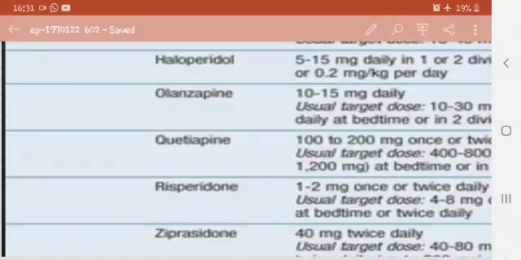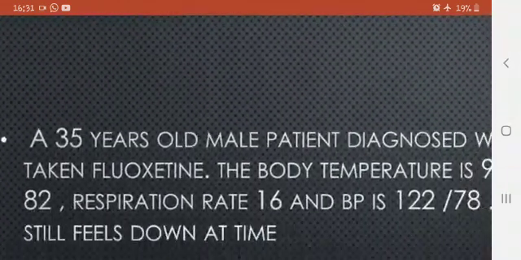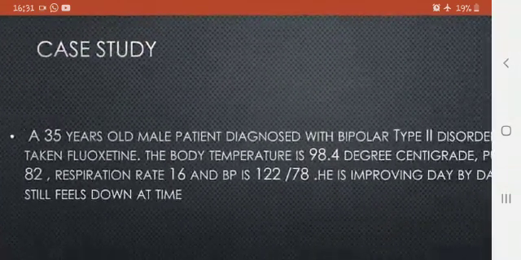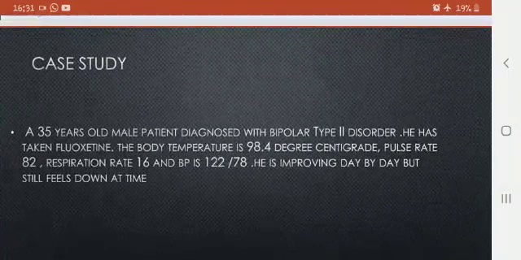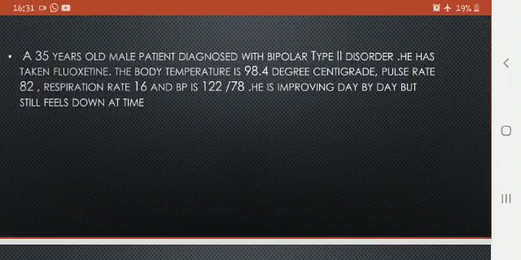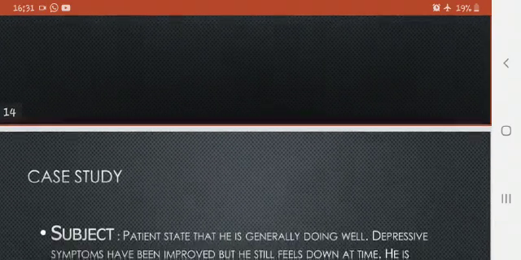Next slide is a case study. There is a person who is diagnosed with bipolar 2 disorder. He has been taking fluoxetine for 10 days. Some vitals are given. The body temperature is 98.5 degrees, pulse rate 82, respiration rate 16, and BP is 122 by 78. He is improving day by day by taking fluoxetine, but still feels down at times.